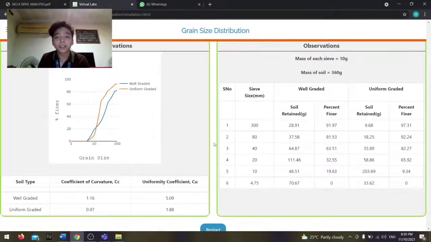As we can see from the data, there are two types of grading, which are well-graded and uniform graded. A well-graded soil contains particles of a wide range of sizes and has a good representation of all sizes, while uniform graded is when all the particles present in the soil sample are around the same size and shape. Granular soil is known as uniformly graded soil.